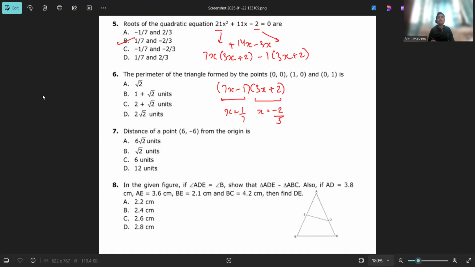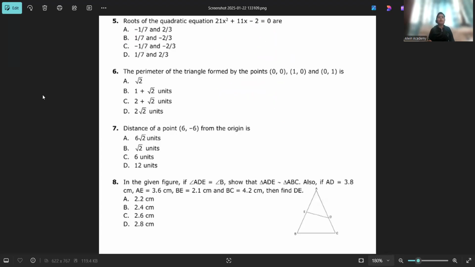Going to the next question, the perimeter of the triangle formed by the points shown is asked. Now, perimeter is nothing but this side plus this side plus this side, because these are essentially three points.